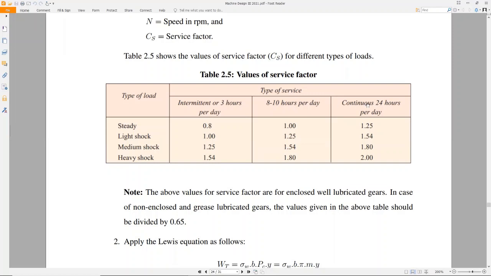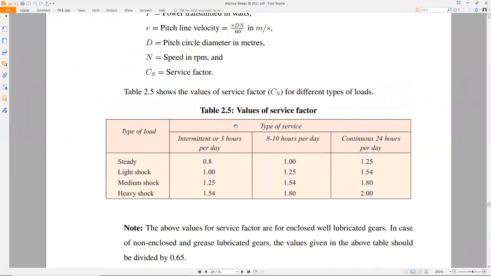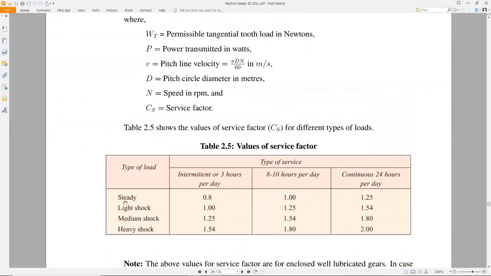So we need to assume a factor for it. So let's assume that CS is one, based on the assumption that we are using a steady load condition with 8 to 10 hours per day. So we have an 8 to 10 hour shift per day. In that case, for steady load our service factor would be 1.